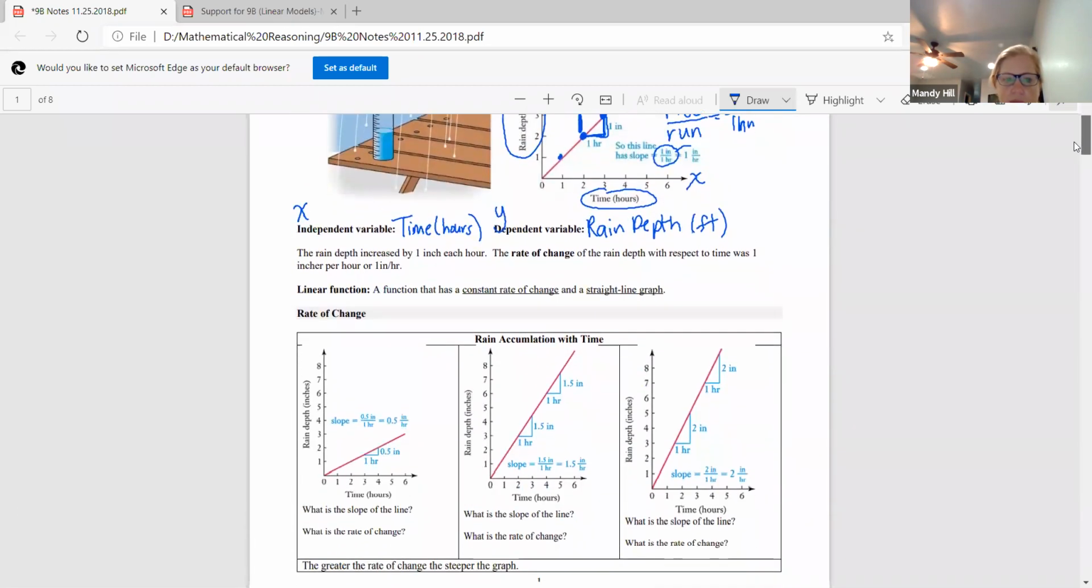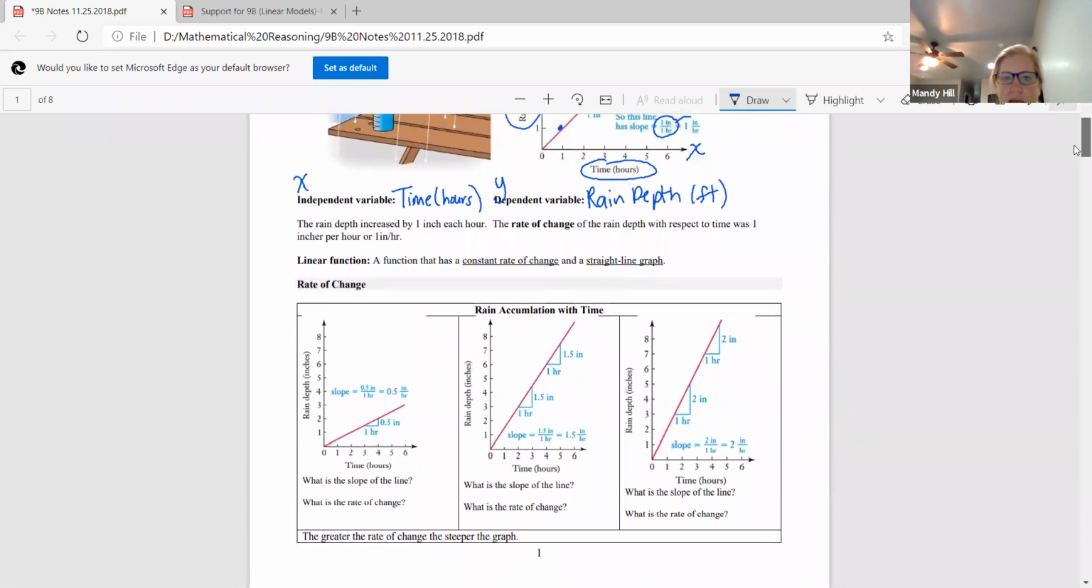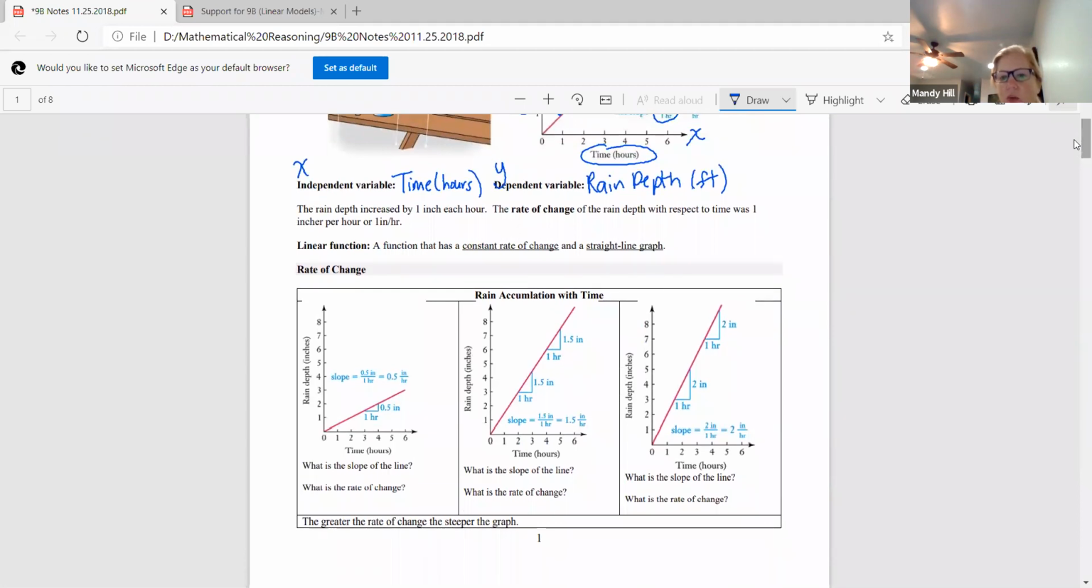The rain depth increased 1 inch an hour. The rate of change of the rain depth with respect to time was 1 inch per hour, or 1 inch for every hour. Just different ways to write that. A linear function is a function that has a constant rate of change, and when you graph it, it makes a straight line. So we've got some examples of finding slope down here.